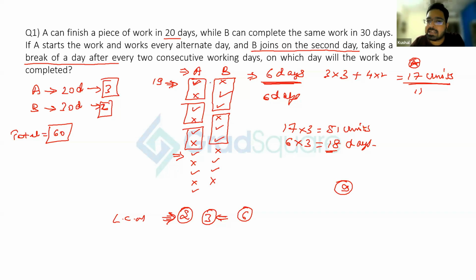So the 19th day will be same as the first day. And on the first day, who is working? A is working. So A is doing how many units? 3 units. On the second day, B alone is working, which is the 20th day in our series, and that will get done with 2 units.